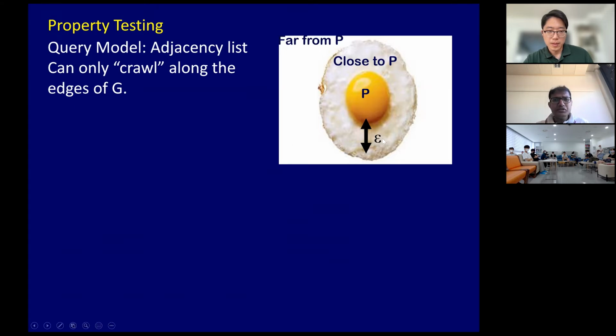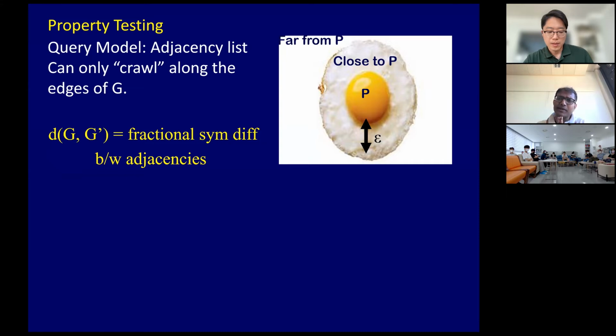Okay, so I define for you a notion of distance between a pair of bounded degree graphs. This notion of distance is the following. It's just going to be a fractional symmetric difference between the adjacency lists of your graphs. So you have a graph G and a graph G prime. You look at the symmetric difference between their edge sets, and you divide it by n times the degree bound, n times d. In particular, for graphs that come from outside the class of planar graphs, you must destroy an epsilon fraction of edges in such graphs to get a planar graph.